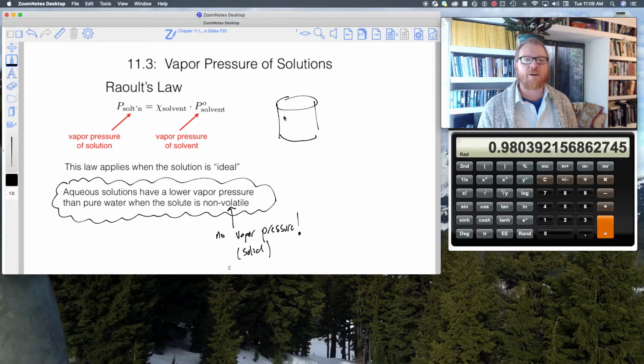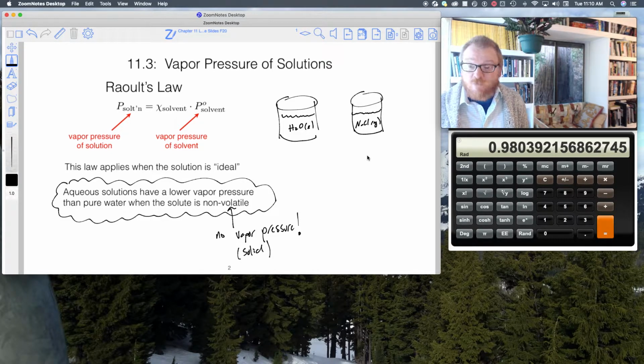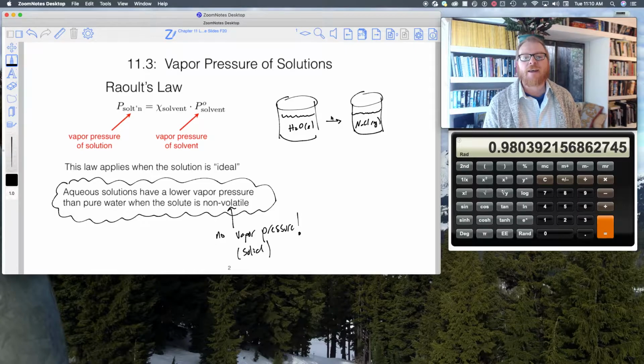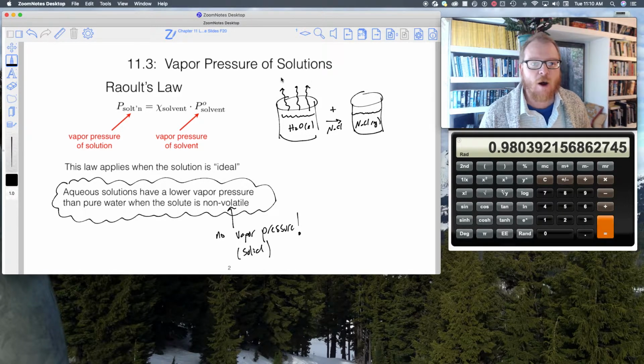So suppose I have a beaker of just pure water. And then now suppose I have a beaker of an aqueous solution of sodium chloride. So basically all I've done here is add some solid NaCl. Well, this water, as we know, is going to evaporate and create vapor pressure. So I'll say that that's P0 solvent. So that's the vapor pressure of the solvent.